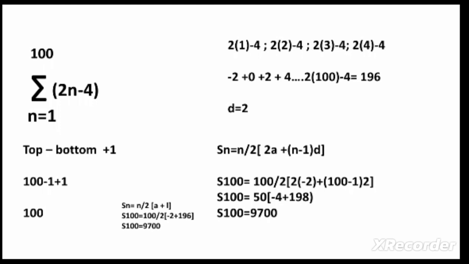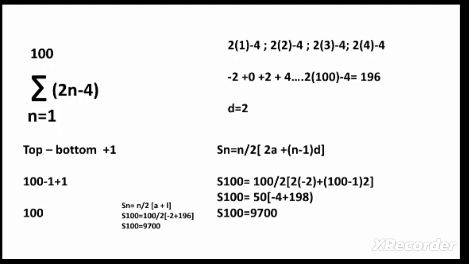100 minus 1 plus 1 is 100, because 1 minus 1 plus 1, that is 0, and 0 plus 100, that is 100. So we're going to use the formula Sn is equals to n divided by 2 in brackets a plus l. For n, we substitute 100. For n, we substitute 100 again. For a, we substitute -2. For the last term, we substitute 196. And then the sum is 9,700.